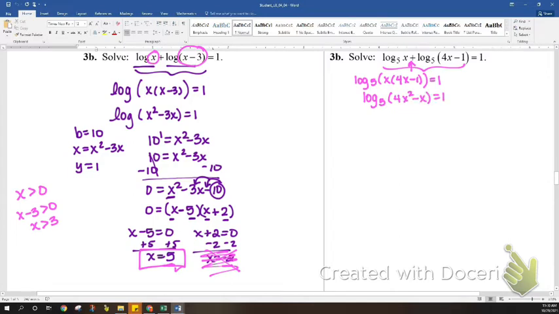Now we've got our single log. So therefore we can change to exponential. So our base is 5. Our x is 4x squared minus x. And our y is 1. So we do b to the y equals our x. Because we have x squared and x, we know we need to set equal to 0. So we can factor or use quadratic formula. So 5 to the first is 5. So we'll move the 5 over. So we got 0 equals 4x squared minus x minus 5.